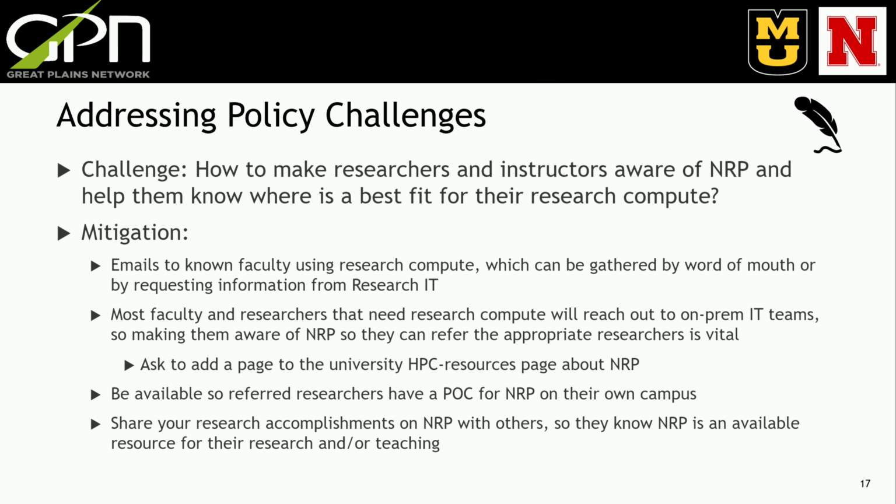And of course, I've already said the last one several times, right? Sharing those research accomplishments within your own institutions, within your own departments, making sure that those around you are aware of what's worked and what you've been able to do can help them feel a little bit less nervous about trying to go over these technical, logistical, and policy hurdles.